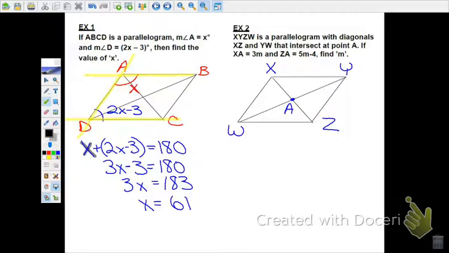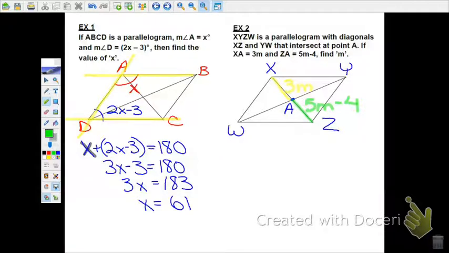Then they tell me that XA, so from the vertex to that point A, is 3M. And they tell me that ZA is 5M minus 4. And I want to find M.